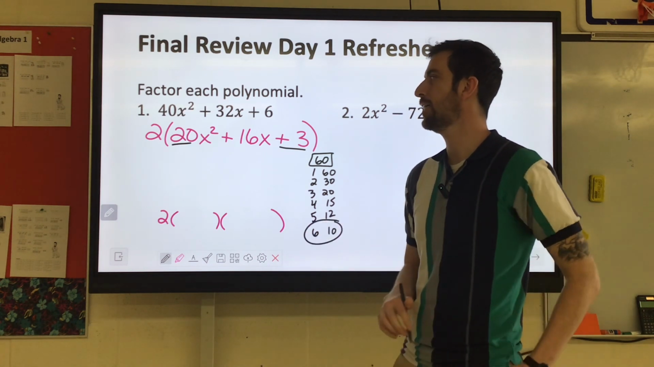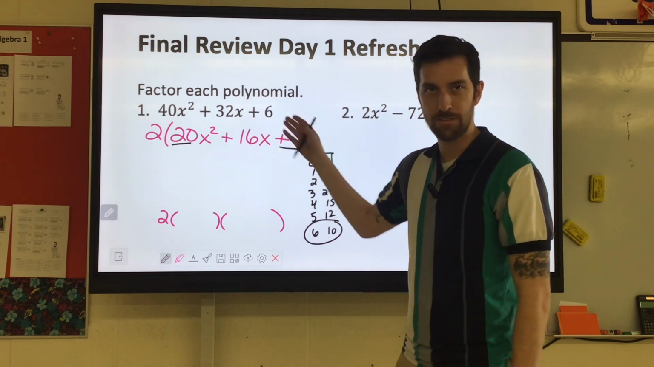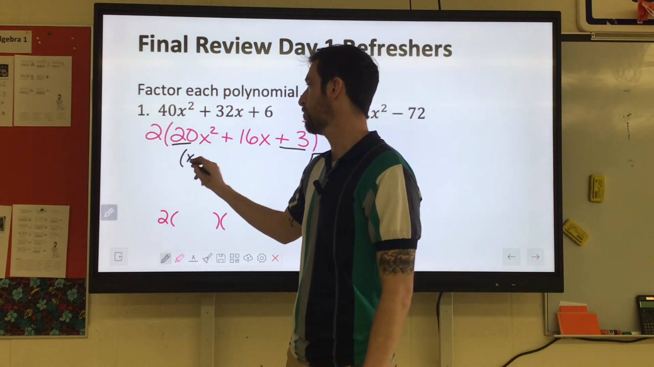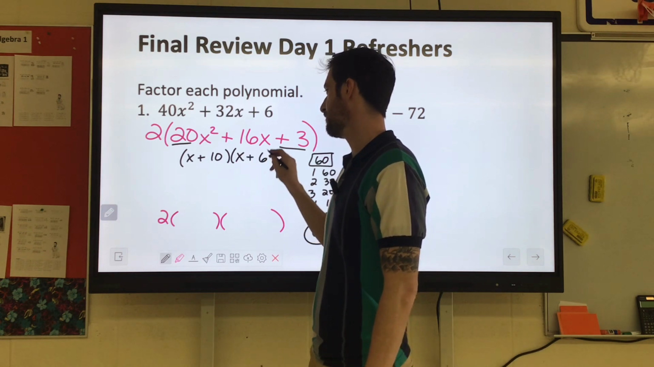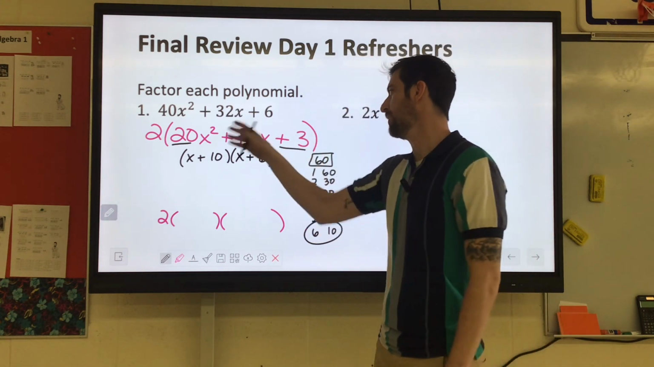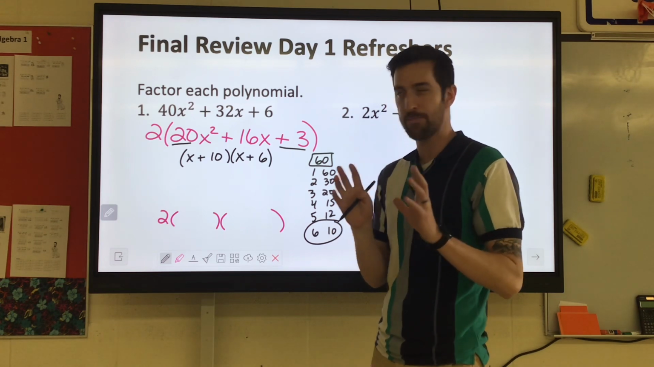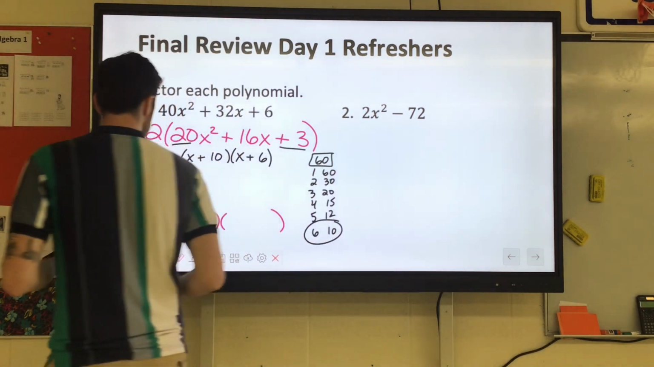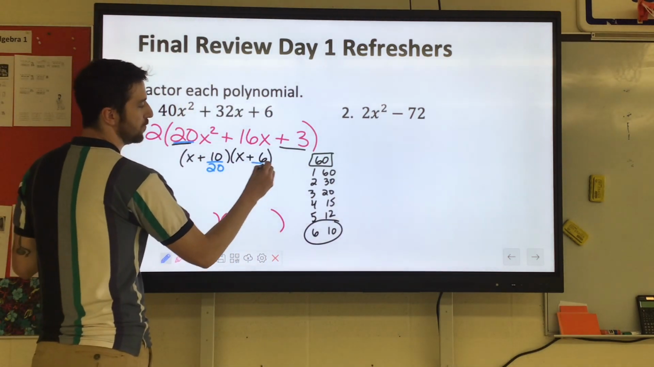Oh, 6 and 10. Now, ordinarily, positive numbers that add up to positive 16 would both be plus, right? So you would just say x plus 10, x plus 6. But if you were to FOIL that out, it wouldn't give you 20x squared plus 16x plus 3. So there's one more step when there's a number in front of the x squared. You have to try to divide them by that number. So we're going to try to divide both of these by 20.